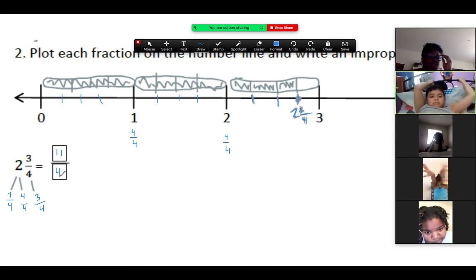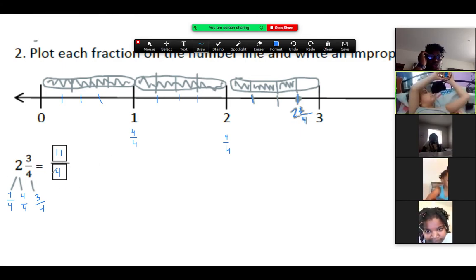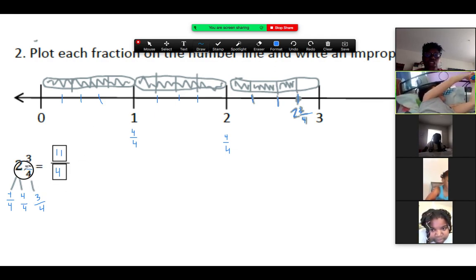So today we're going to be doing double things. We're not only just plotting it on the number line, but we're also making sure that the mixed number is turned into an improper fraction by making sure we have a number bond to count that up. All right? The denominator is so key and so important in this work.